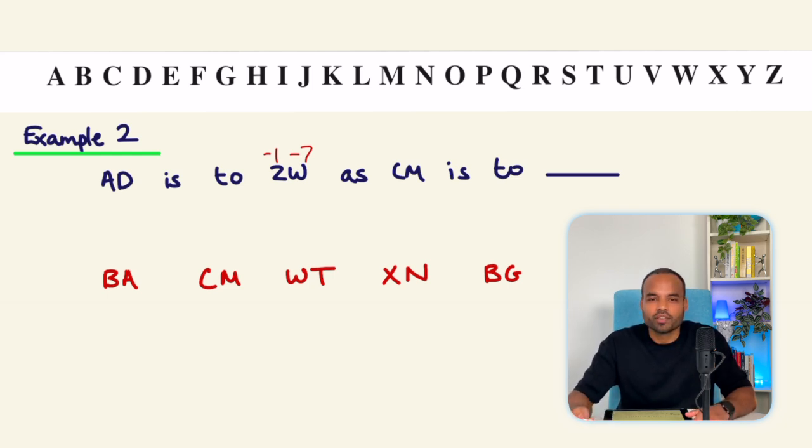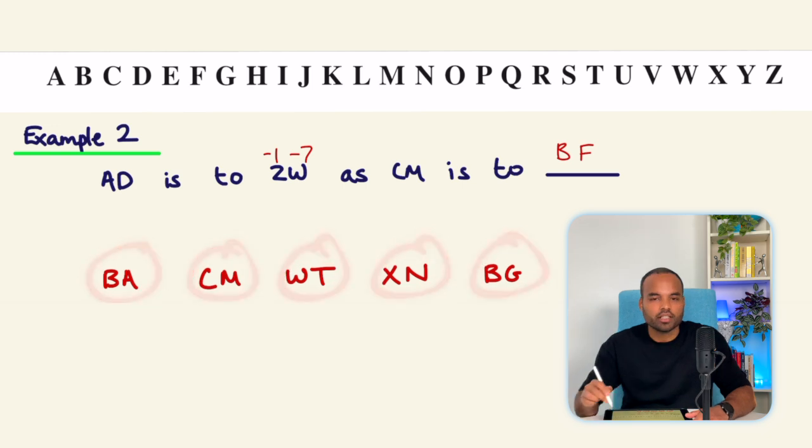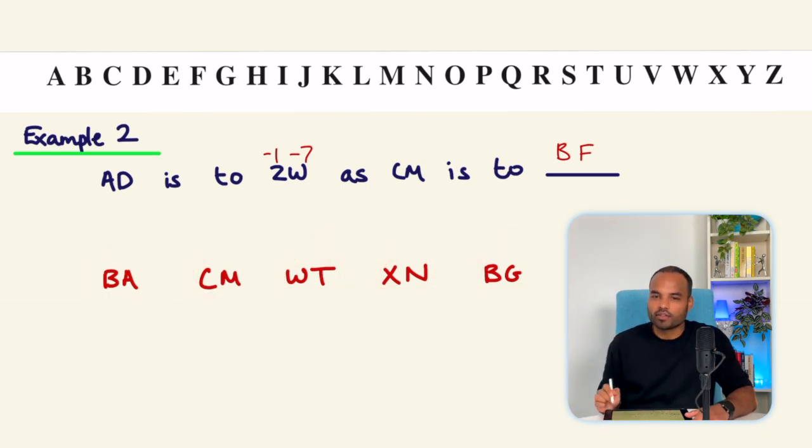-1, -7. But anyway, if we go with it, the answer according to this pattern must be, if we go back one place from C, we get to B. And if we go back 7 places from M, let's count 1, 2, 3, 4, 5, 6, 7, we get to F. So the answer should be BF. But if you have a look at our possible answer options, BA, CM, WT, XN, BG, not a single one is BF. So this cannot be the answer.